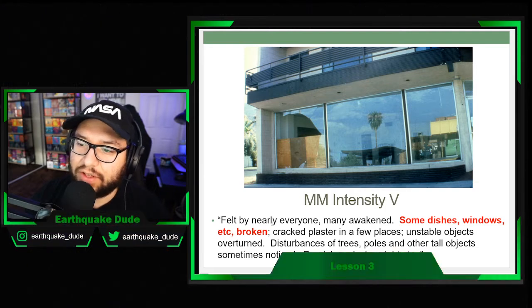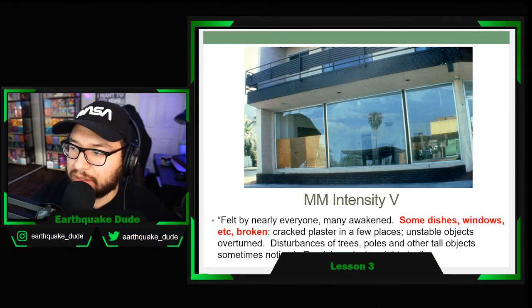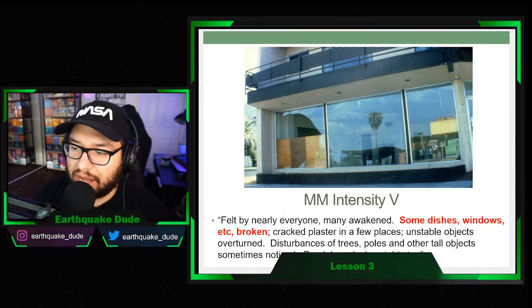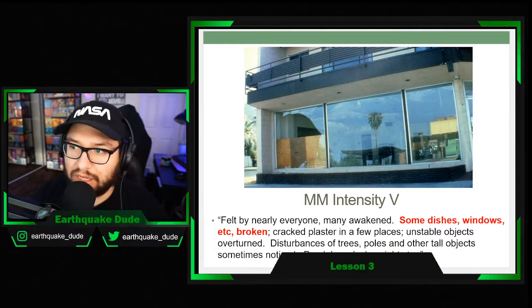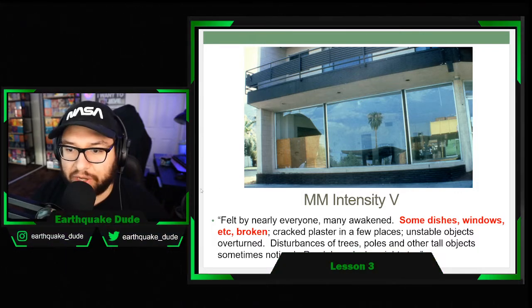Here's another 5. Felt by nearly everyone, many awakened, some dishes, windows, etc. broken. And it's the same description that we see in the Modified Mercalli scale.